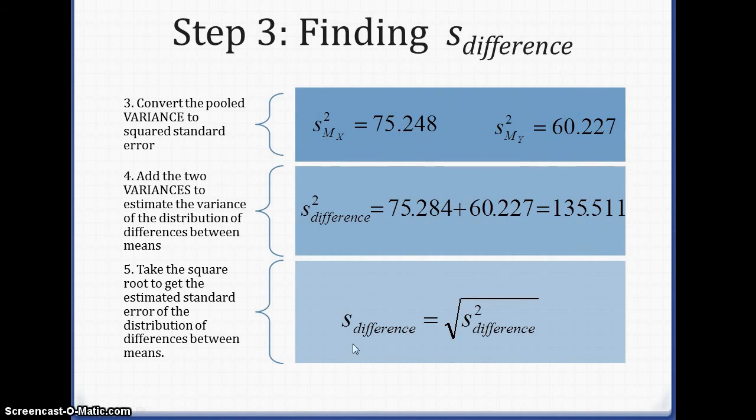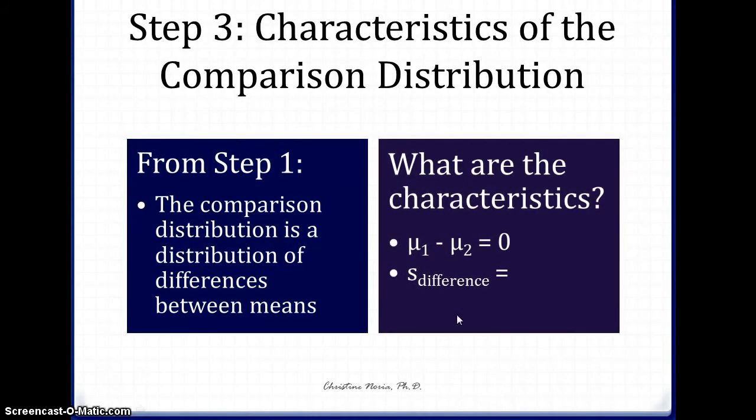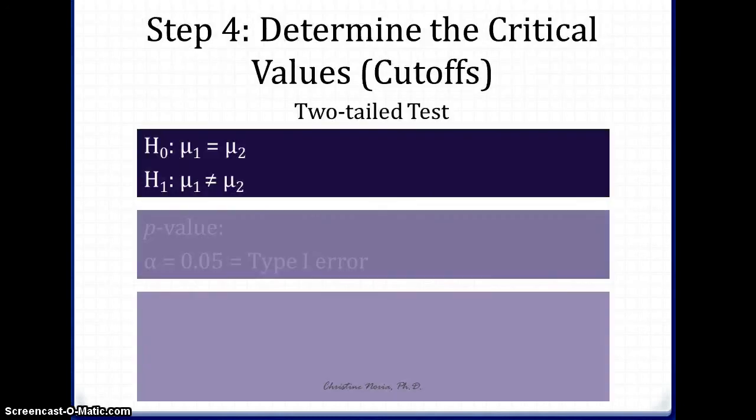135.511. And then finally, because we need to use a standard error and not a squared standard error, we need to take the square root to find the S sub difference. So we come up with an S sub difference of 11.641. Now from this point, we can come back and say, okay, we found our S sub difference. It's 11.641. This is the hardest part, getting that S sub difference. The rest of it should look pretty familiar from this point on.